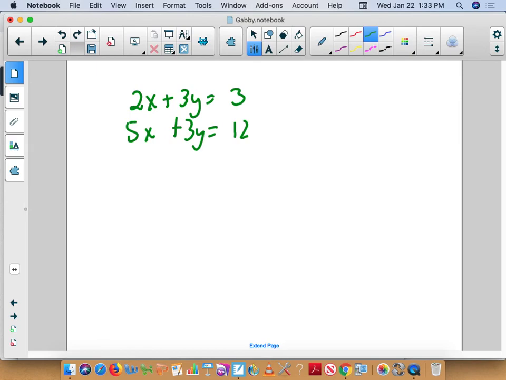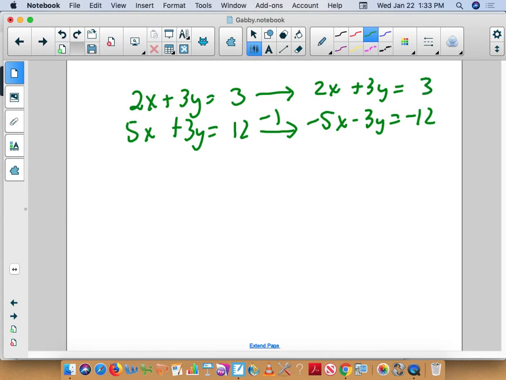Will they cancel out if I combine them? If I add them, are they going to cancel out? Nope. So I'm going to multiply the bottom one by -1 so that I make the sign negative. Will that change all the signs? -5x minus 3y equals -12. I'm just going to copy this one down. And you're doing all of this writing so I can follow your work in case you make a mistake.